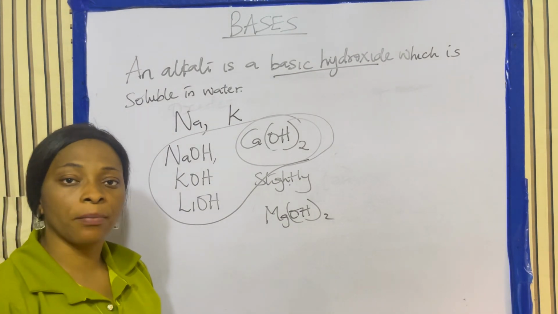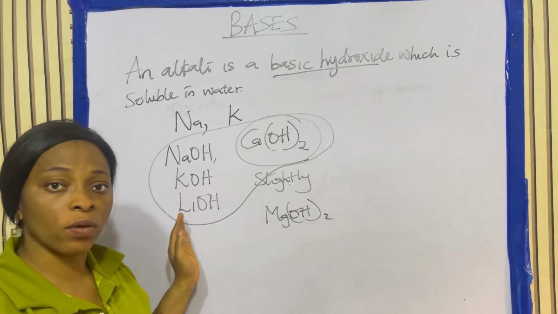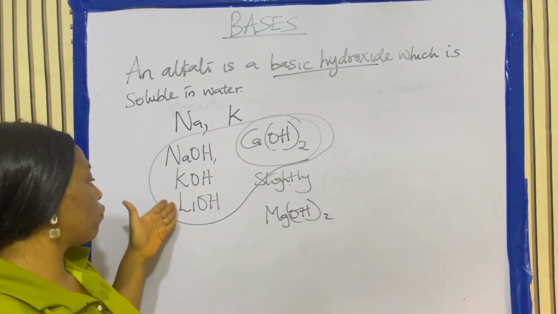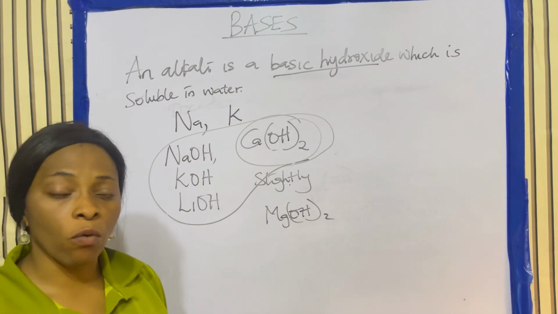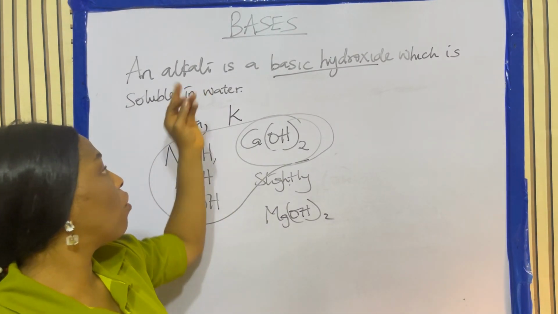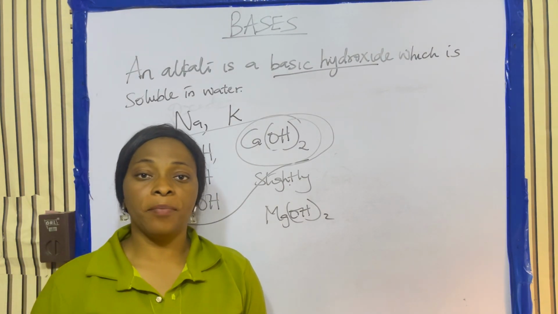But for the JAMB syllabus, you are mandated to know the first 20 elements. So within the first 20 elements, these are the only elements that are soluble in water and can be called an alkali. Okay, so let's look at the properties of a base.